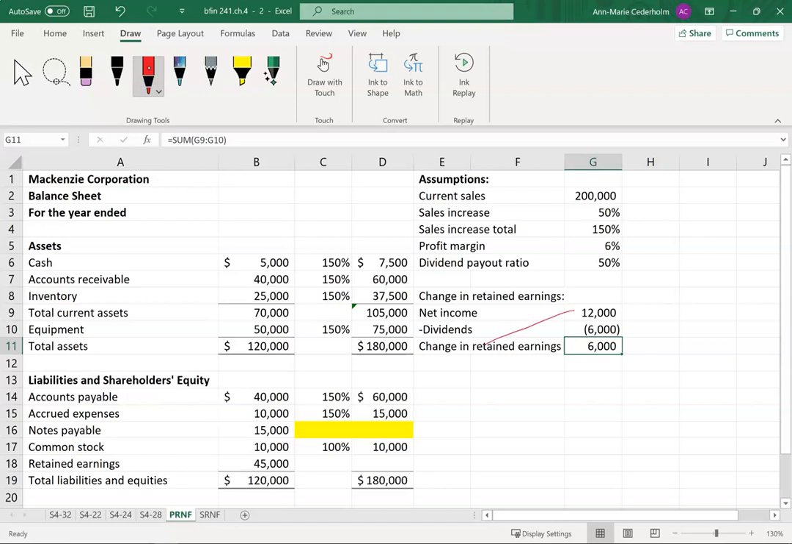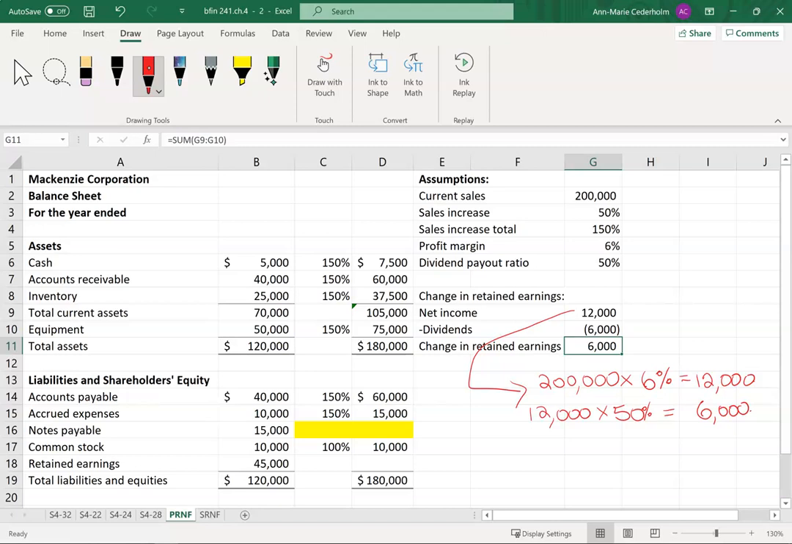So this net income number was my current sales, 200,000, multiplied by my profit margin of 6%. And that gave me the 12,000. And then my dividends were the net income of 12,000 multiplied by the dividend payout ratio of 50%. So then that gives me 6,000 in dividends. And then the difference is the change in retained earnings.